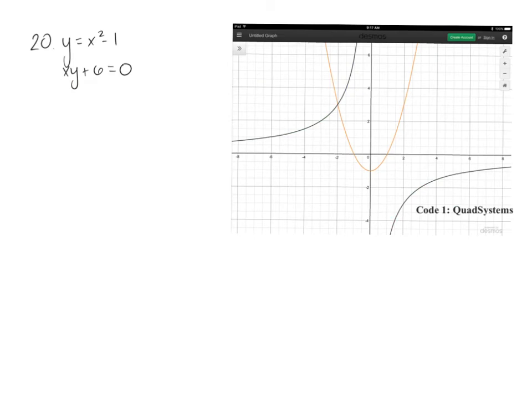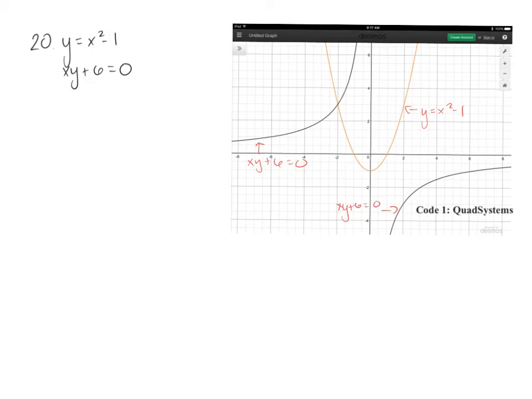Let's look at 20. So for 20, it says y equals x squared minus 1, and the second equation they gave us was x times y plus 6 is equal to 0. Now this one's very different from the other two, because the first graph we were given was a parabola. As you can see in the graph, the orange is our first equation. But the second equation they gave us was x times y plus 6 is equal to 0. And so that graph is the black one, which looks very different from any of the other conics we did.